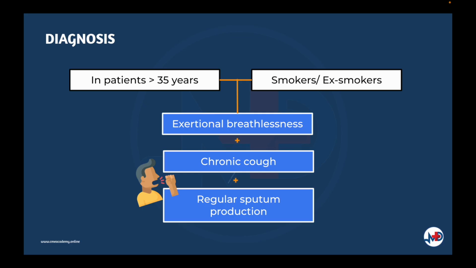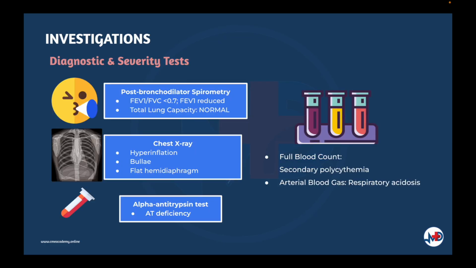NICE recommends considering a diagnosis of COPD in patients over 35 years of age who are smokers or ex-smokers and have symptoms such as exertional breathlessness, chronic cough, or regular sputum production. Spirometry is the mandatory investigation to assess the severity of COPD according to the GOLD classification and aid the management. FEV1 over FVC in COPD patients is less than 0.7 with FEV1 reduced and partially reversible, less than 15% post-bronchodilator therapy. Chest X-ray may show hyperinflated lung fields, bullae, and flat hemidiaphragm.